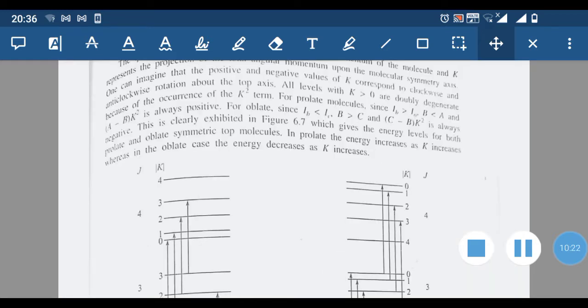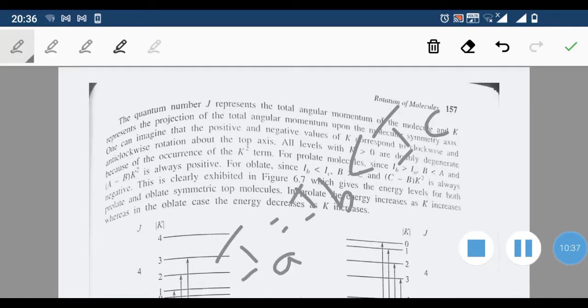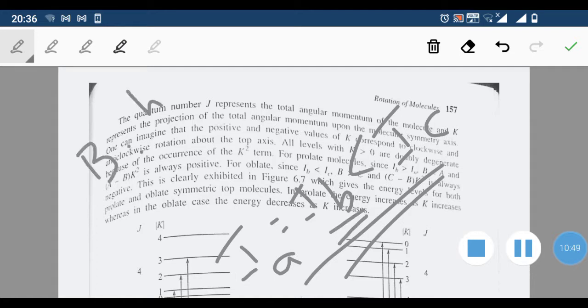an oblate. Actually we have discussed the case of prolate, and next we have to discuss the case of oblate symmetric top molecules. Oblate symmetric top molecules in the case, the moments of inertia are given by IA equal to IB less than IC. So that we have always taken IB and IC. So B constant is given by h divided by 8 pi square IB into c, and C constant is given by h divided by 8 pi square IC into c.